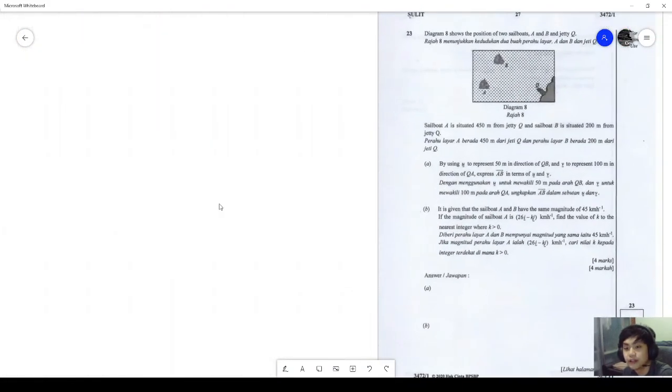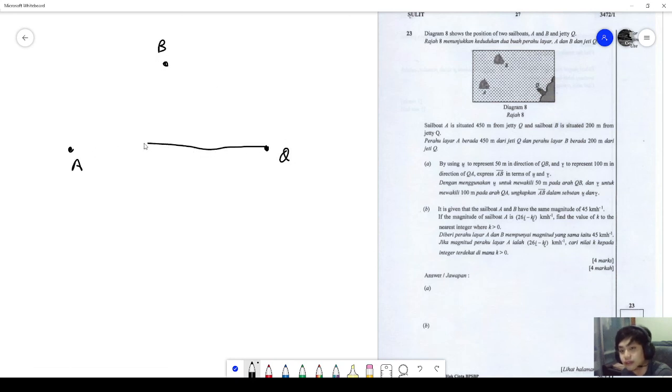So question 23. For question 23, a sailboat is situated 450 meters from jetty Q. The sailboat is situated 200 meters from jetty Q. It's a bit long, so I'm just going to write down what I have first. So A, B, Q. Here is 450 meters and here is 200 meters.